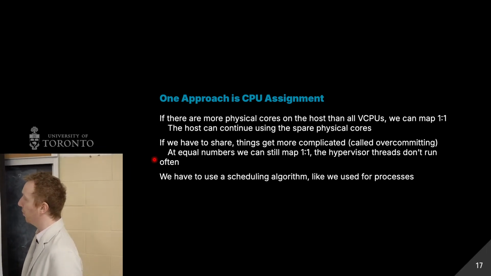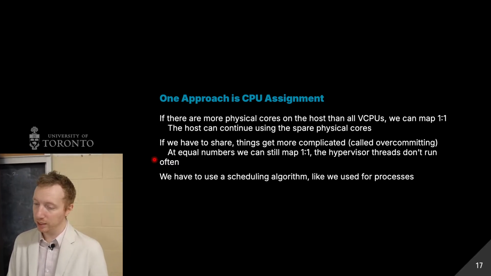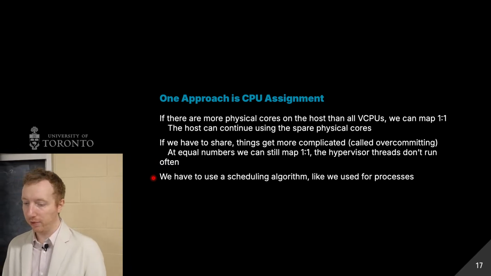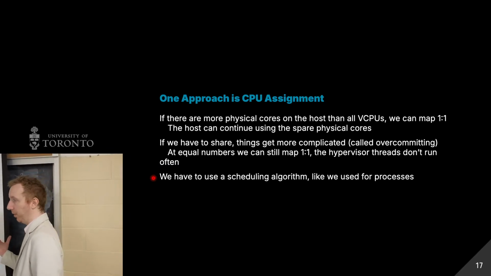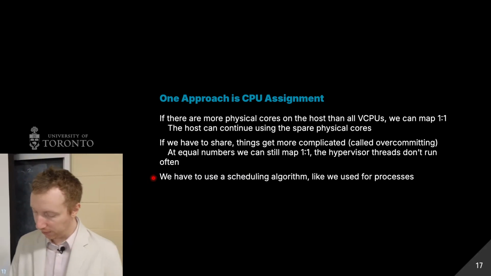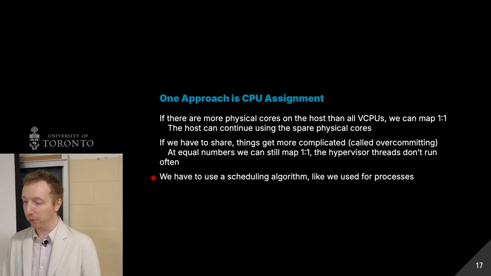Often this is called overcommitting. So at equal numbers, you can still map one to one. The hypervisor doesn't really run that often. And otherwise, you have to use a scheduling algorithm like we use for processes. Just nothing is really different, except that the context switch has a bit more information, but we don't really care about that.